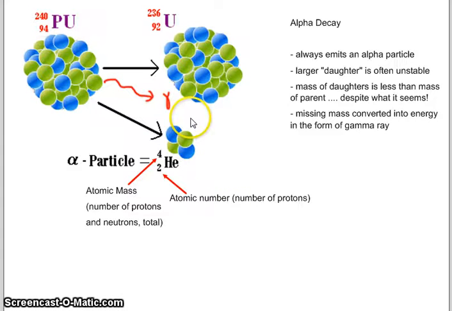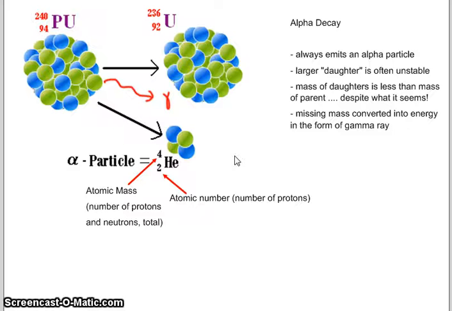You'll notice that the atomic mass seems conserved. You've got 236 protons and neutrons from the uranium and 4 from the helium, and together that makes 240 from the original parent particle. You have 94 protons, 92 in uranium, 2 as helium, so it looks like the number of protons is preserved as well.